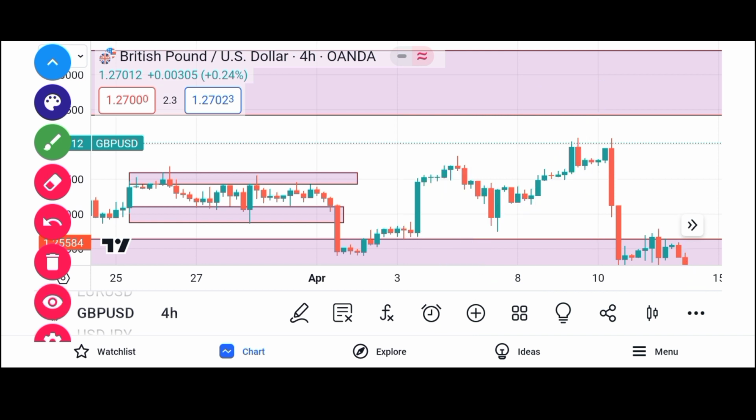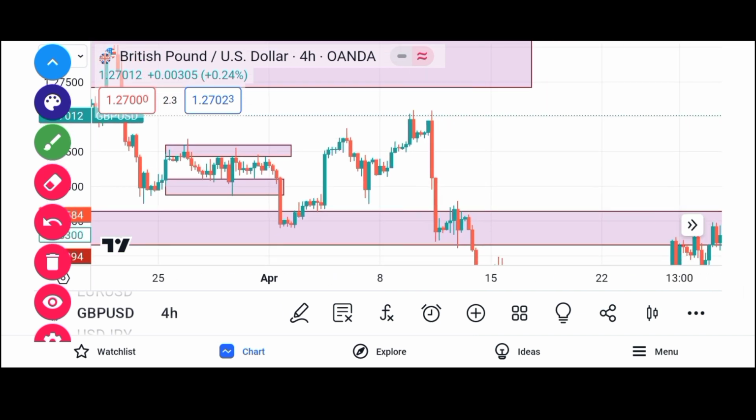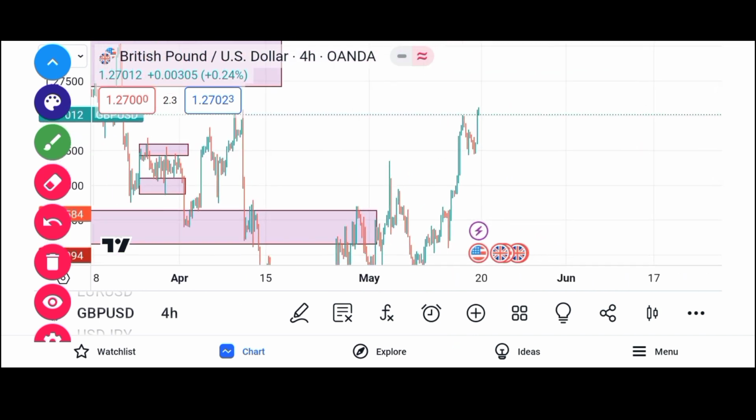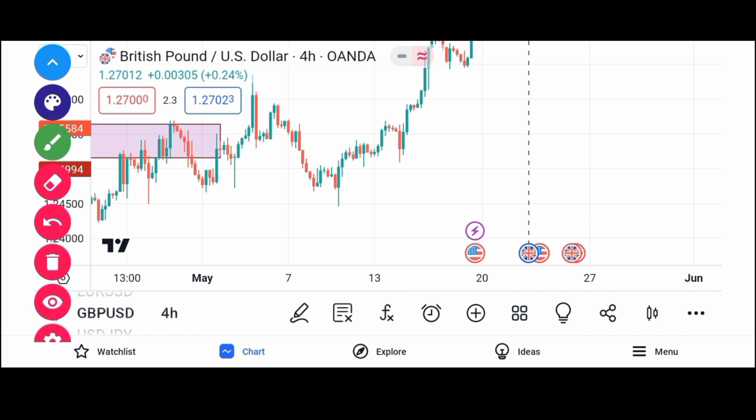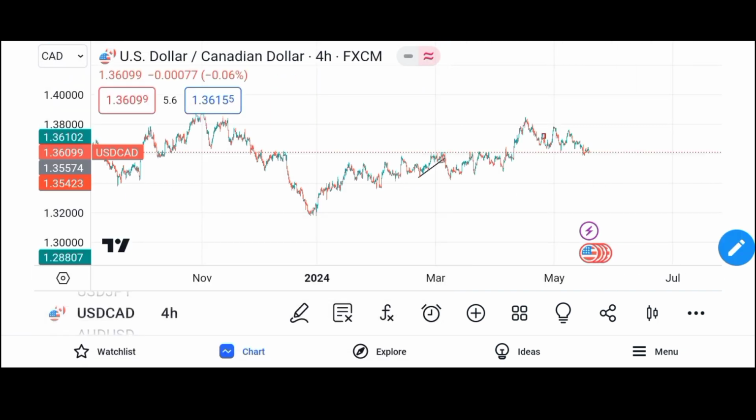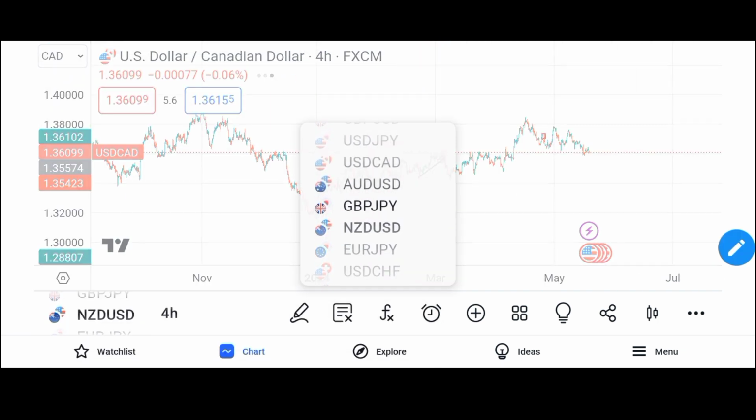Okay, so this is now, time will not permit me to go through many examples on this. Now let me check out a trend line example still to explain this concept I'm explaining. Let's look at NZD USD.